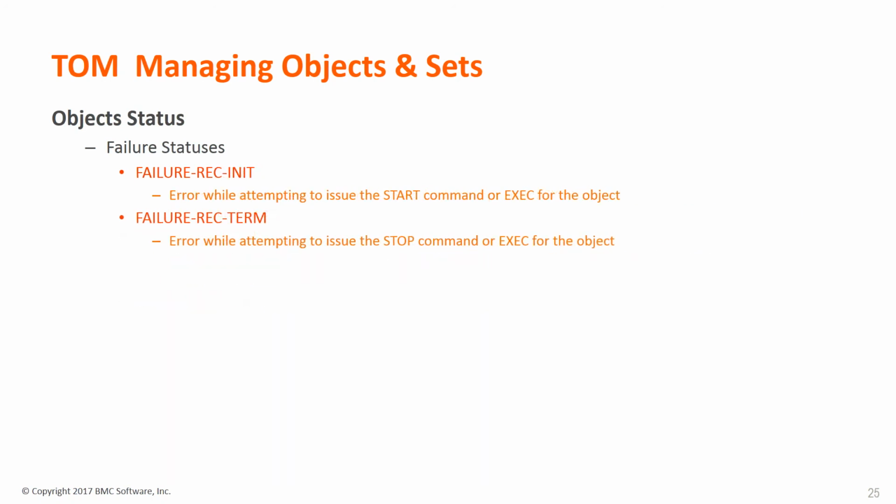Probably the two most common statuses that you're going to see that are problematic are failure recognition, which indicates an error during the start for an object, and failure rec term, which indicates an error for the stop action for an object. So when you see failure recognition, if the object actually starts, the problem is likely going to be with your start validation event. Whereas if the object does not start, then you probably need to review the start command to ensure that it's specified correctly. And you have the same type of thing for your failure rec term, except we're talking about the stop command and the stop validation message.